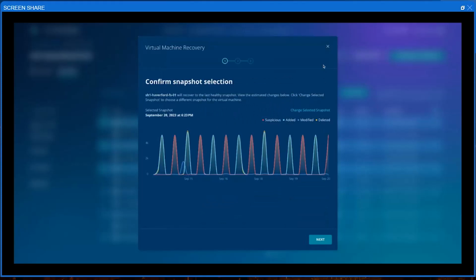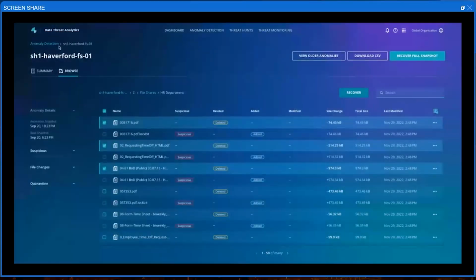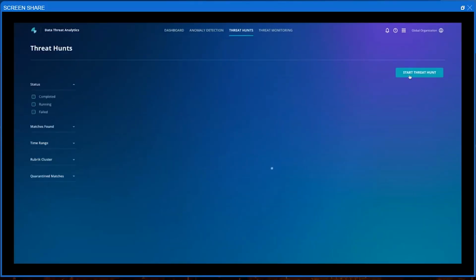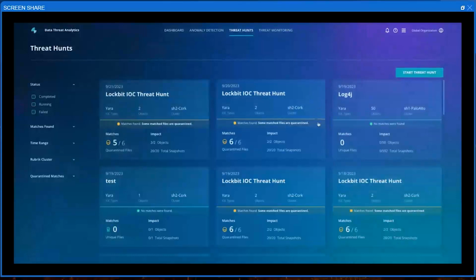And so we introduced threat hunting. We can do a threat hunt based on YARA rules, file hashes, or file patterns, to use, again, the Rubrik environment as a time machine to sift through to figure out what servers were impacted. And so I'm not going to run a new scan. I'll just use one that was already run here. In this case, we've got 2 positive hits. It was a YARA rule scan. We've got 10 matches across 1 file, and we've got 50 matches across 5 files.